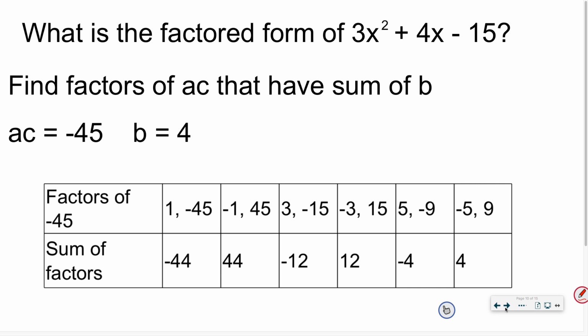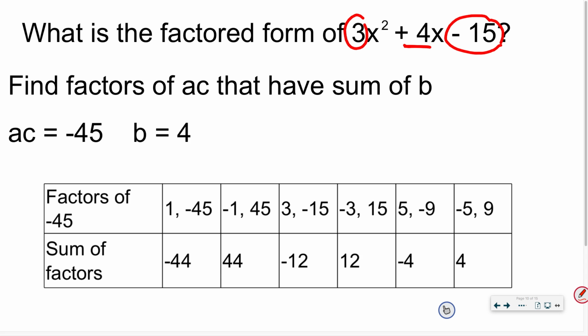So we need to figure out the factors. First we have to multiply. What are we going to multiply based on this trinomial? 15 and 3. What kind of 15? That's a negative 15. So we're going to multiply here the C value and the A value to get negative 45. And we need to find factors of negative 45 that add up to a positive 4.